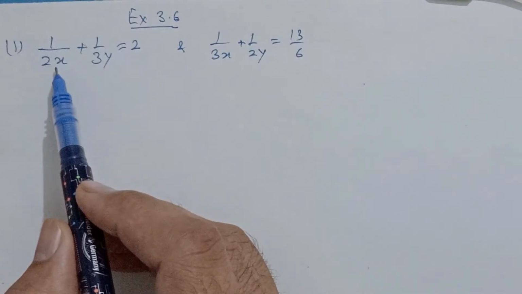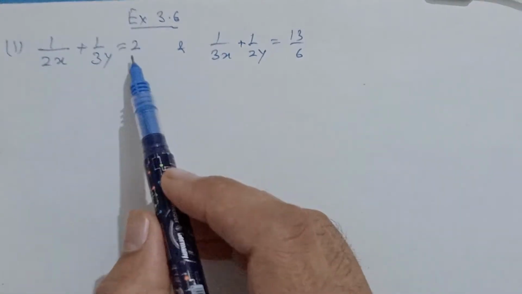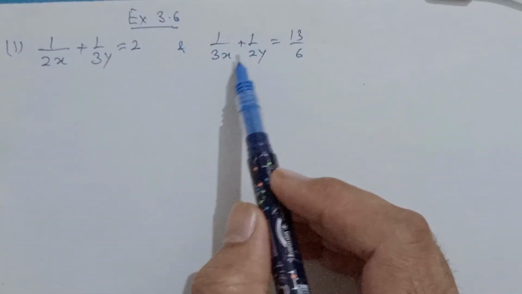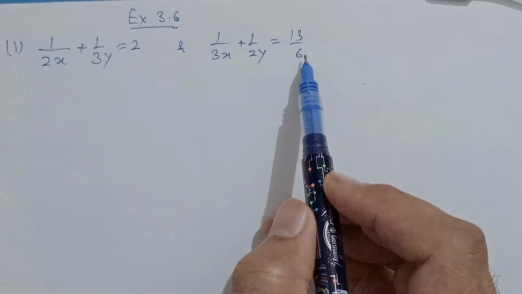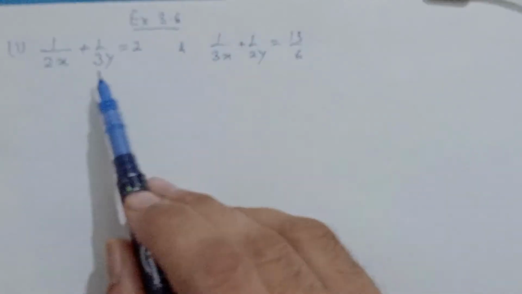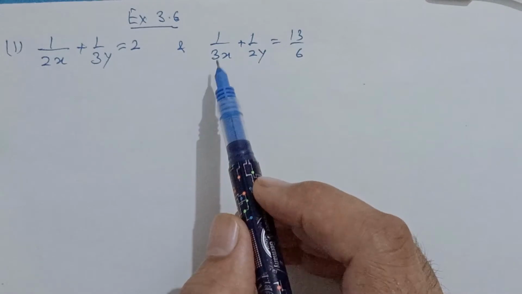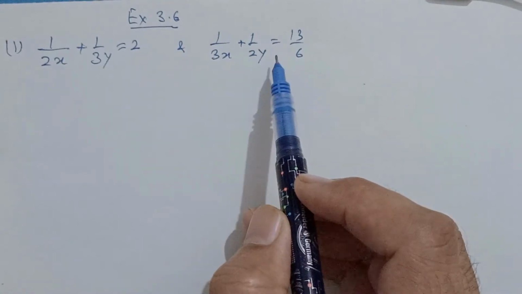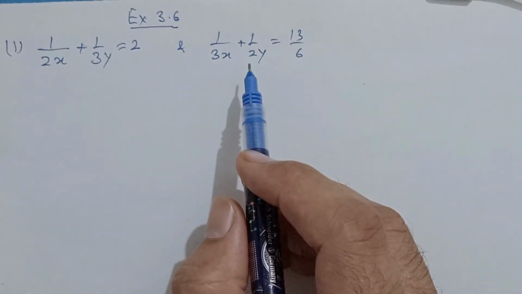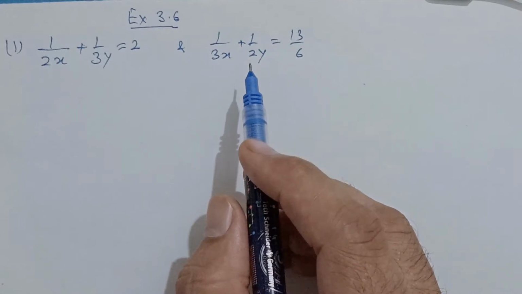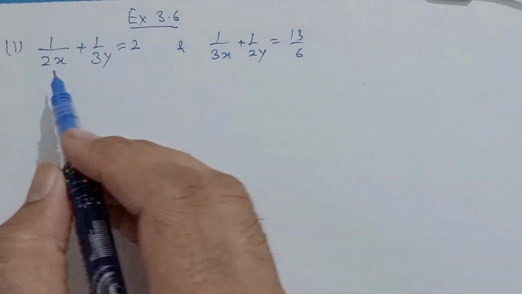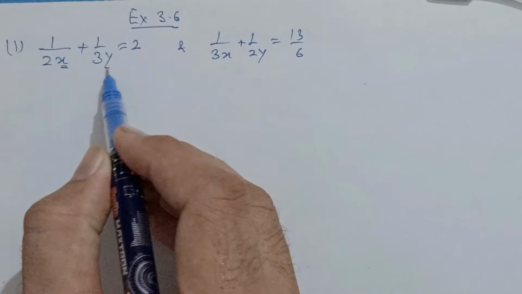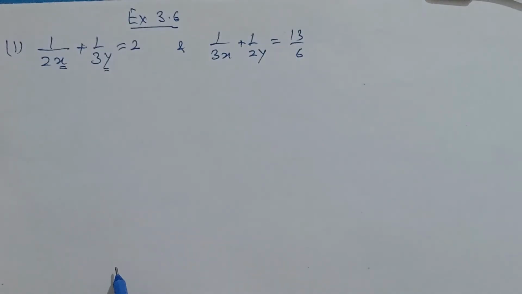1 upon 2x plus 1 upon 3y is equal to 2 and 1 upon 3x plus 1 upon 2y is equal to 13/6. Clearly these two equations are not of the form of linear equations. We have to reduce these equations to the form of linear equations. So how will we reduce it? See here, x and y are the variables and these variables are in the denominator. If the variables are in the denominator, then the equation is not a linear equation.